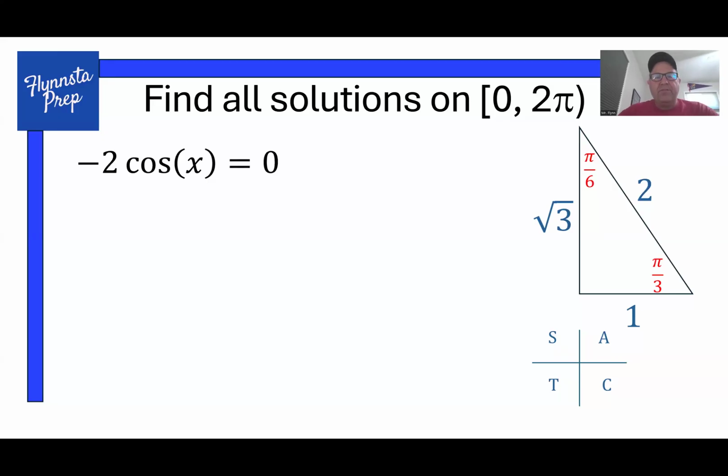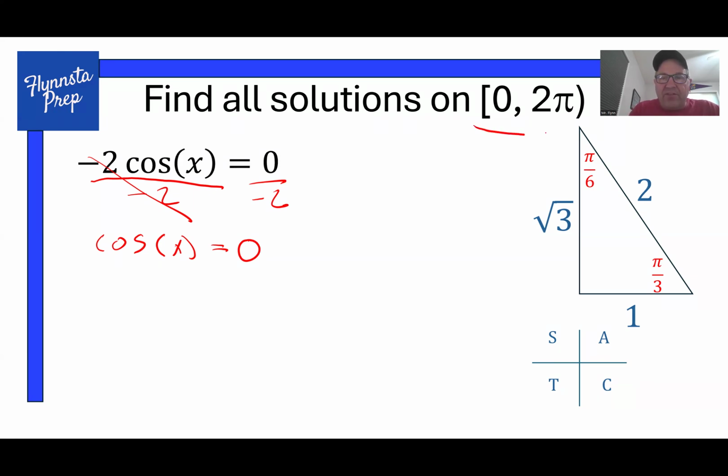Okay, so we are solving trig equations. We treat them the same way as solving a regular equation. So for this first one, we would divide both sides by -2. And then we have cosine of x equaling 0. And we think, when does cosine equal 0?